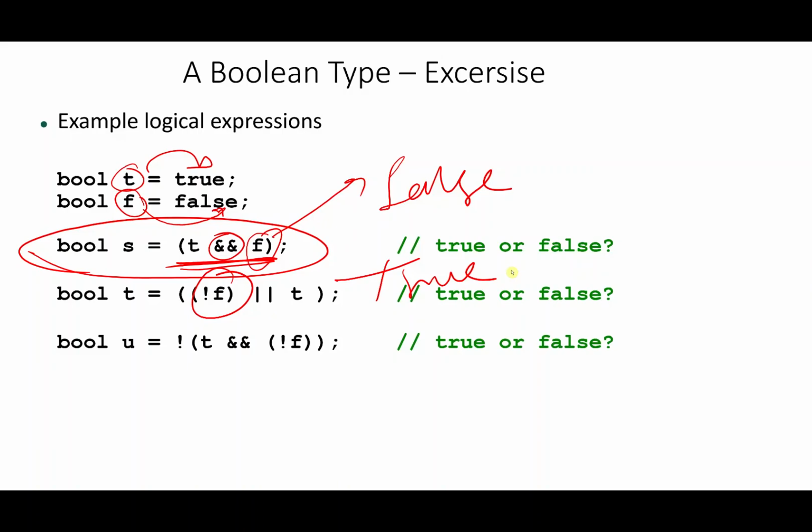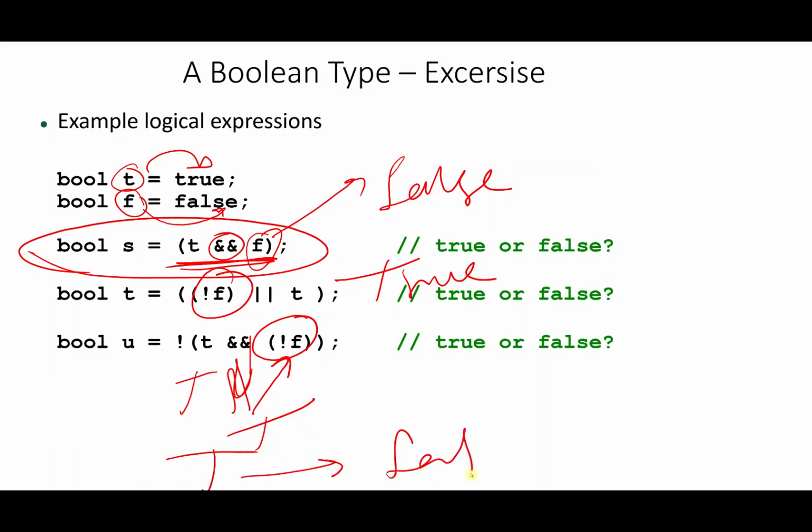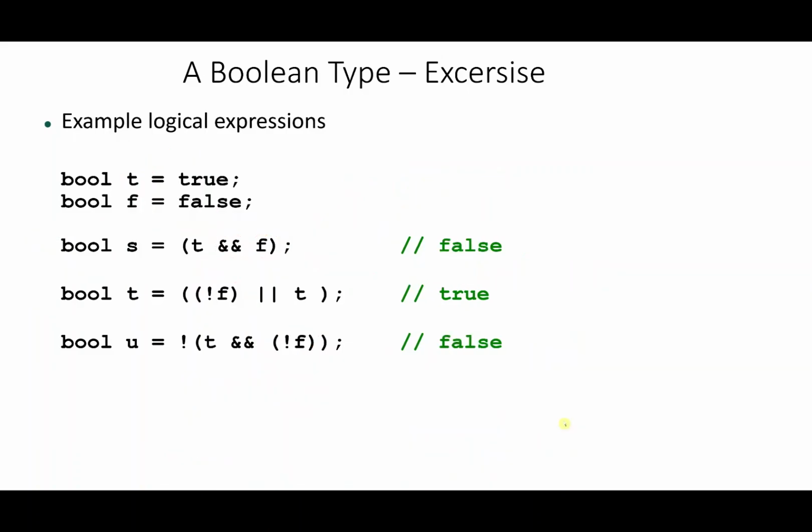For this one, you always start from the deepest parentheses, so those are the deepest, right? So not f, that gives you true. True and true, that gives you true. Not true, that gives you false. So we have false, true, false.